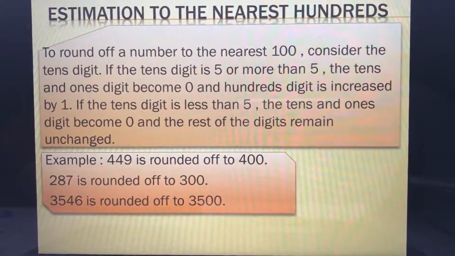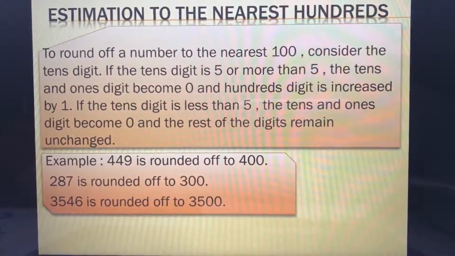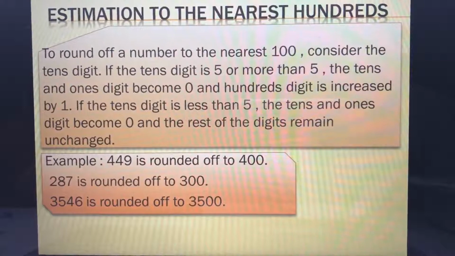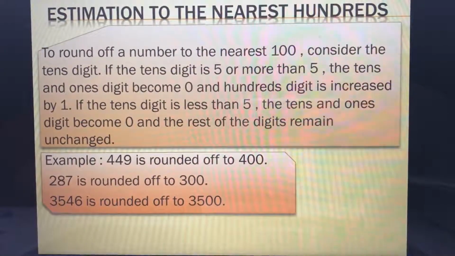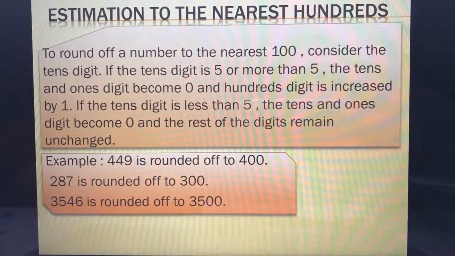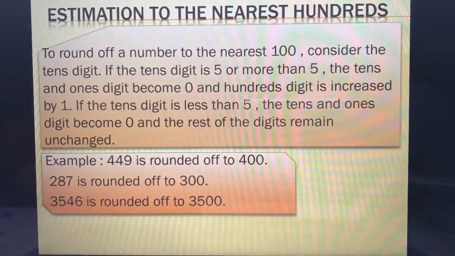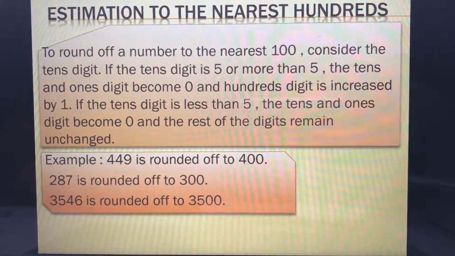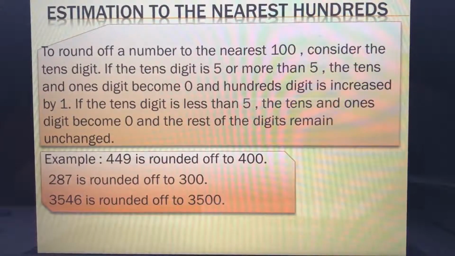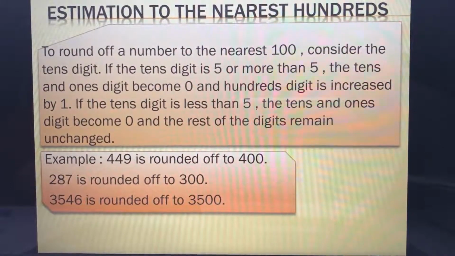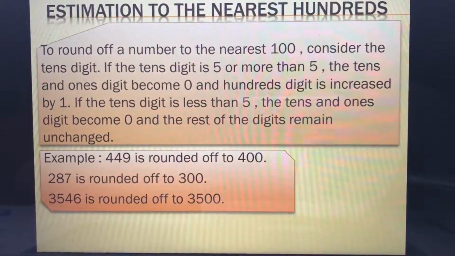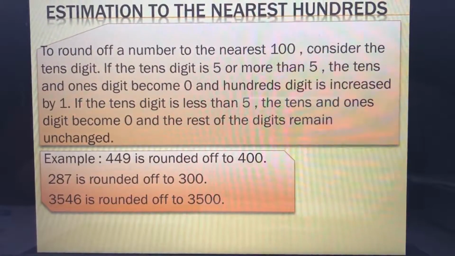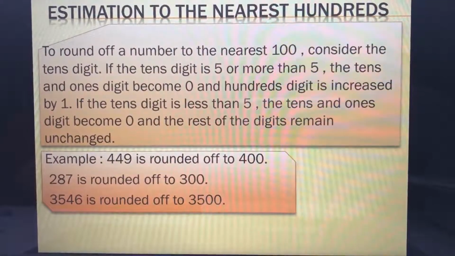Here, the tens digit is 4, which is less than 5. Hence, the tens and the ones digit becomes 0 and the hundreds digit remains unchanged. So 449 is rounded off to 400. Now 287. The tens digit is 8, which is greater than 5. Hence, tens and ones digit becomes 0 and the hundreds digit is increased by 1. So 287 is rounded off to 300. Similarly, 3546 is rounded off to 3500.